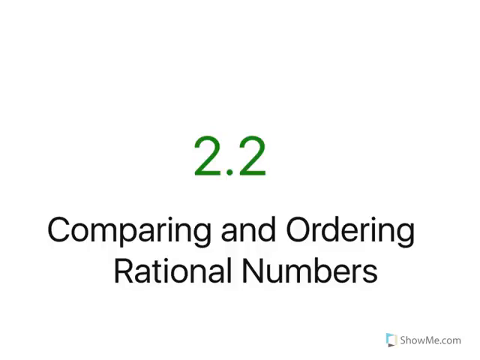This lesson is on section 2.2, titled Comparing and Ordering Rational Numbers. Another great review from 6th grade math. So let's move right ahead into some examples.